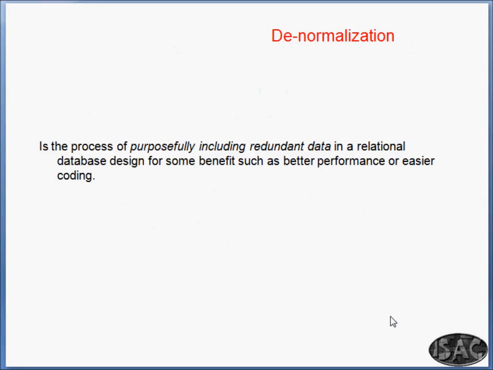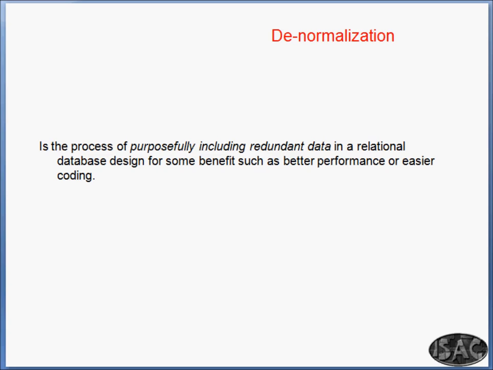Next, we have to understand what denormalization is. In normalization, we are breaking the bigger table, decomposing the bigger table into smaller ones. Now in denormalization, what we are doing is the process of purposefully including redundant data in a relational database designed for some benefit such as better performance or easier coding.